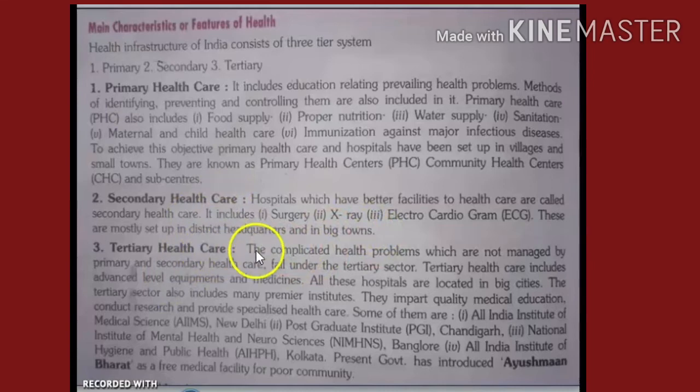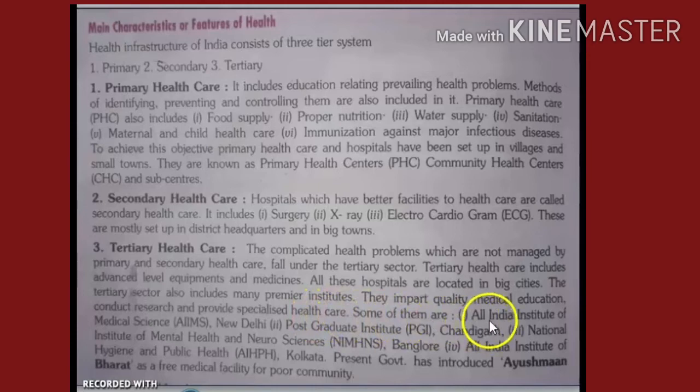Next is tertiary healthcare. The complicated health problems which are not managed by primary and secondary healthcare fall under the tertiary sector. Tertiary healthcare includes advanced level equipment and medicines. All these hospitals are located in big cities. The tertiary sector also includes many premier institutes. They impart quality medical education, conduct research, and provide specialized healthcare.